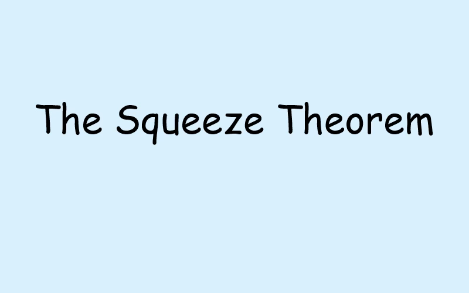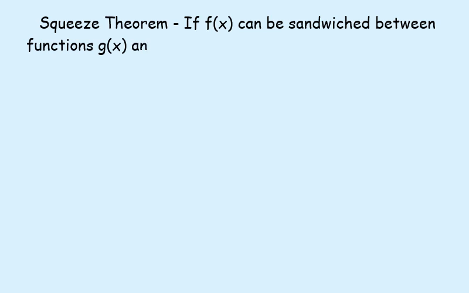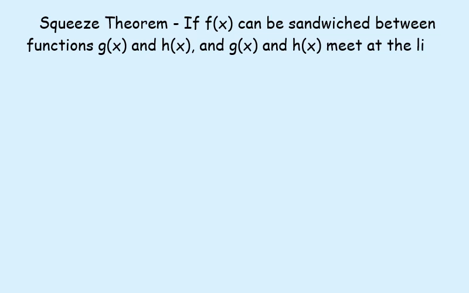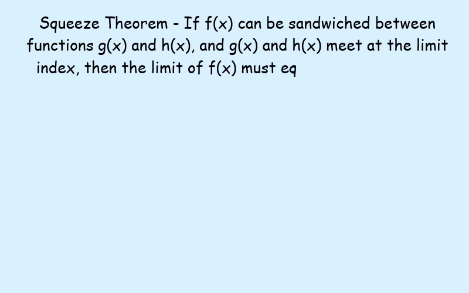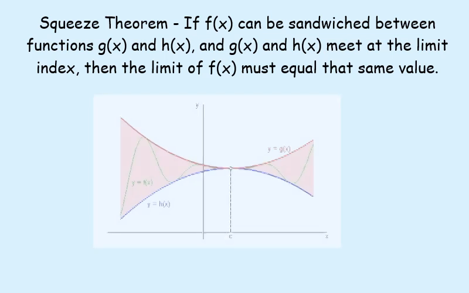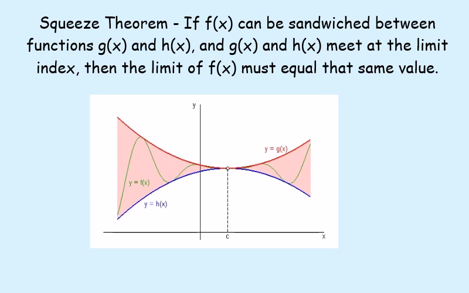The next limit solving strategy that we are going to learn is the squeeze theorem. The squeeze theorem says if f of x can be sandwiched between two other functions, g of x and h of x, and g of x and h of x meet at the limit index, then the limit of f of x must equal the same as the limit of g of x and the limit of h of x. So take a look at the picture to get a better idea of this concept.